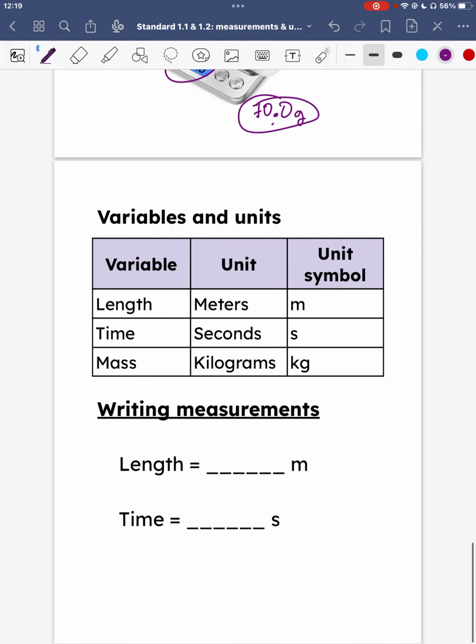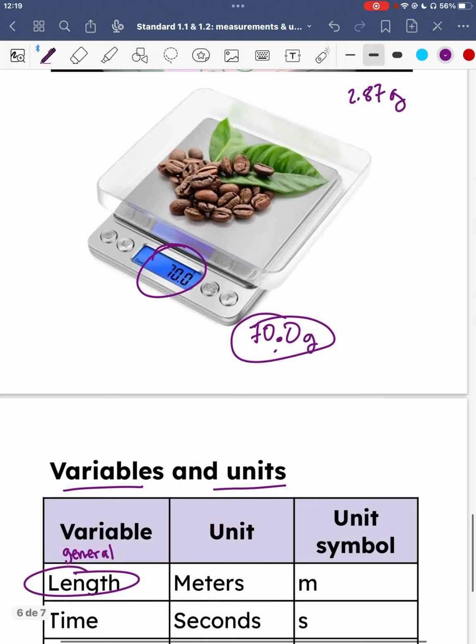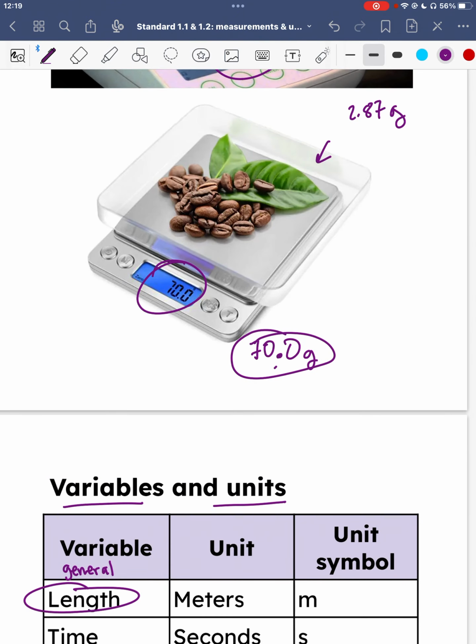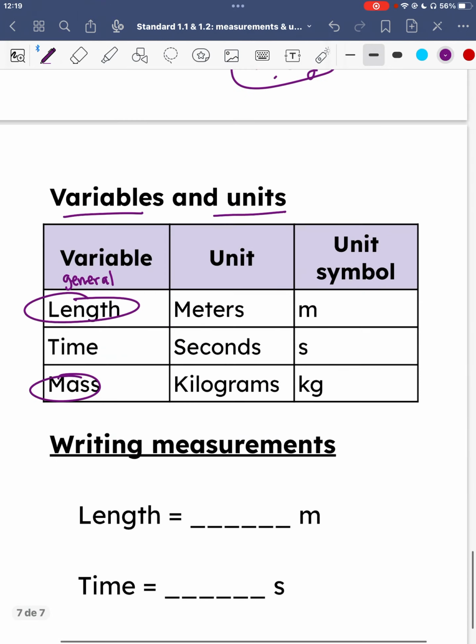One last point here. We've already been using these words, but I want to make sure we're all on the same page with variables and units. A variable is the general type of thing that I'm measuring. I could measure length like I did with the paper clip, I could measure mass like I did here with these coffee beans, or I could measure the angle like I did with the protractor. The unit is specific to that measurement.